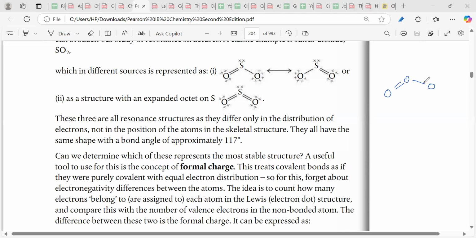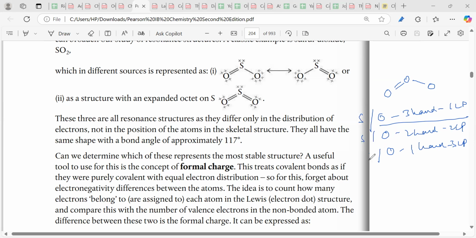As I've told you, if oxygen has three bonds, it will have one lone pair of electrons. This is a trick I'm telling you. If oxygen has two bonds, it has two lone pairs of electrons. If oxygen has one bond, it has three lone pairs of electrons. Similarly for sulfur, because sulfur is in the same group as oxygen, just below oxygen. Understood this part clearly?